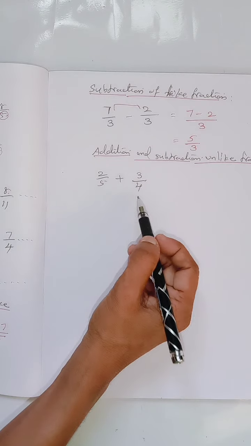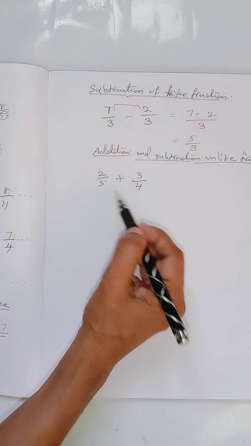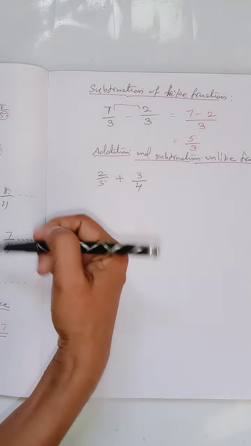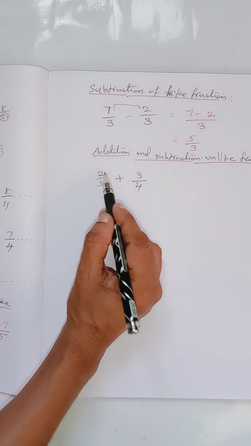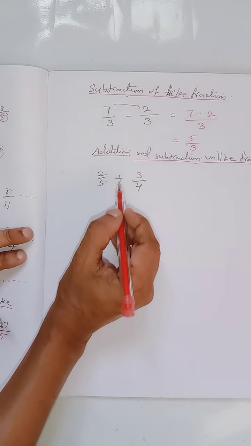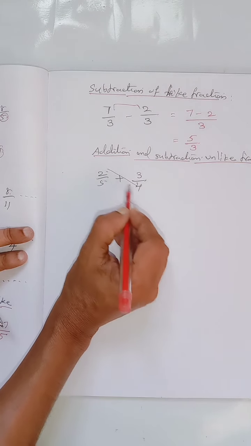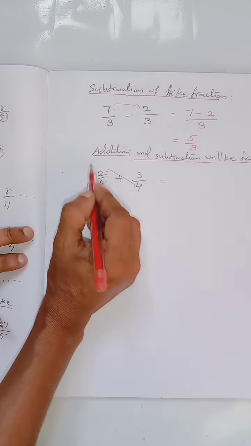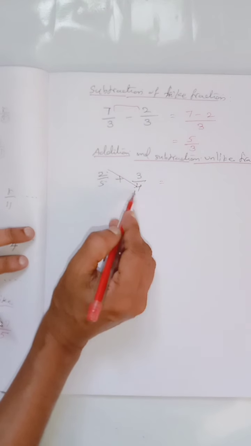Now I have taken different denominators, that is unlike fractions. How to add these unlike fractions? Like previously, I should not add 2 plus 3, 5 plus 4. It is wrong. I have to do cross multiplication. 2 into 4. Just multiply cross, like butterfly multiplication.